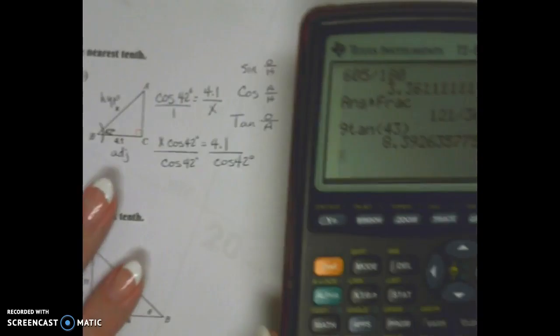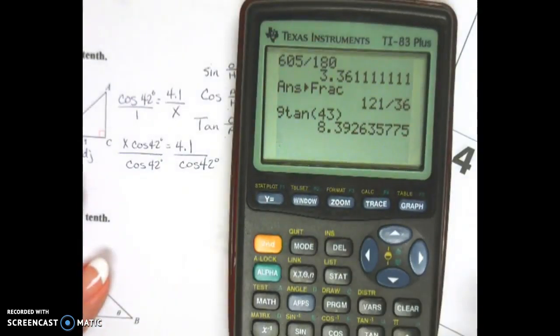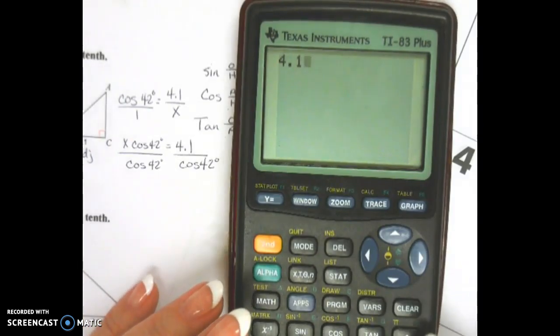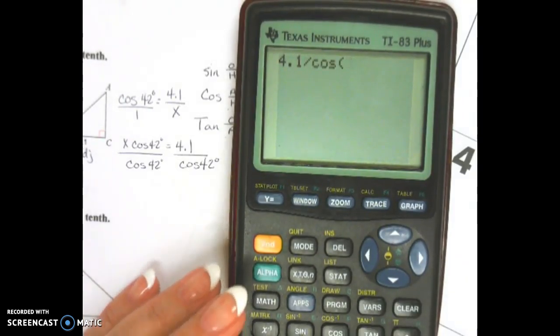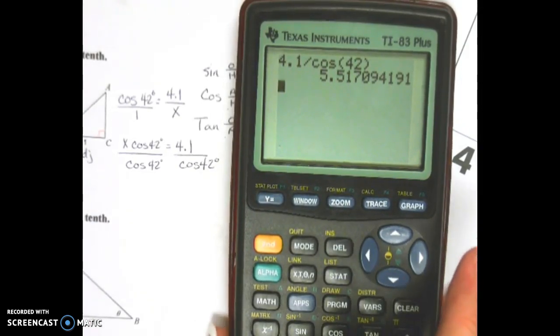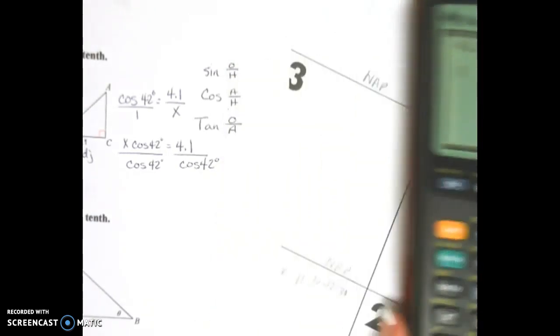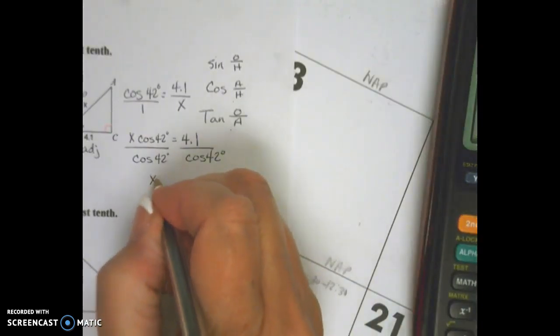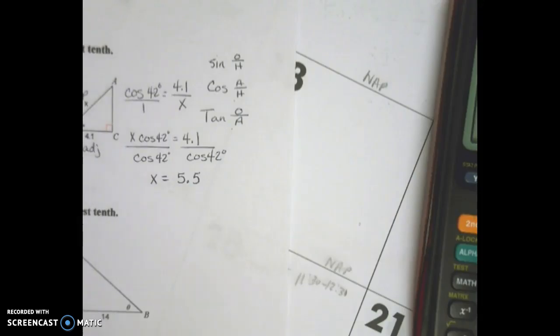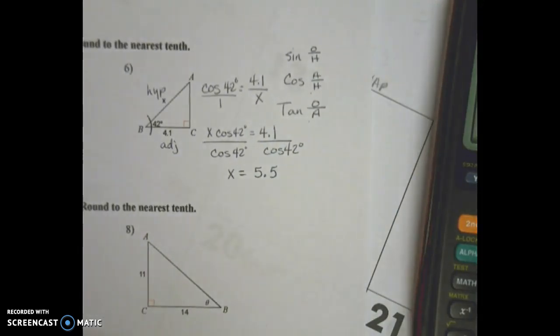So now I'm going to put that into my calculator. 4.1 divided by the cosine of 42 degrees. Close my parenthesis. 5.51. Again, to the nearest tenth, 5.5. So x is 5.5. That's how I go about solving my problem.